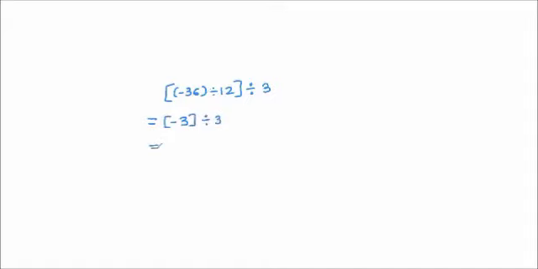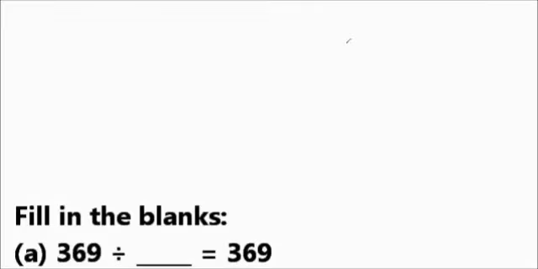Now again, here we have to divide the weights. 3 divided by 3 is 1. Again, we have different signs. One minus sign here, and here is a plus sign, because no sign means plus sign. Minus and plus, different signs give us negative, and hence the answer is -1. Let's solve the fill in the blanks.